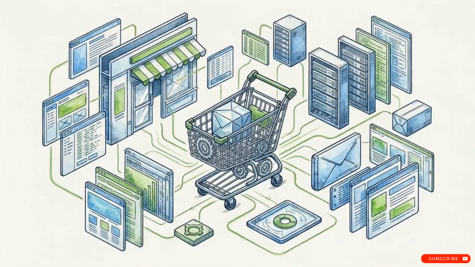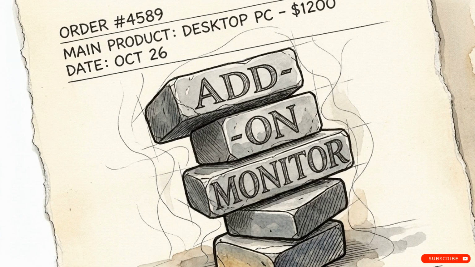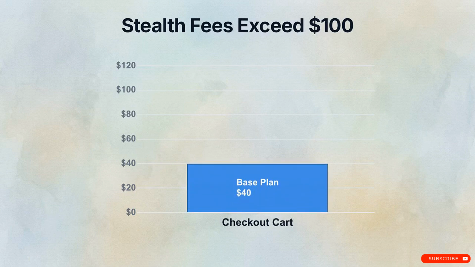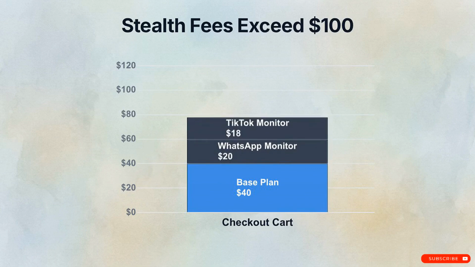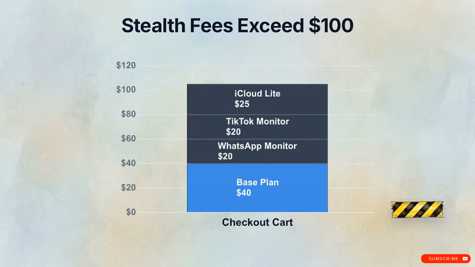Then there is the purchasing experience itself. The company heavily advertises a budget-friendly base plan for Android at $39.99 a month. But the actual cart experience reveals a checkout system that automatically adds hidden products to your transaction. As this chart illustrates, stealth editions like WhatsApp monitors and iCloud Lite plans stack on top of that base price, secretly pushing the true total well over $100 without any clear warning.